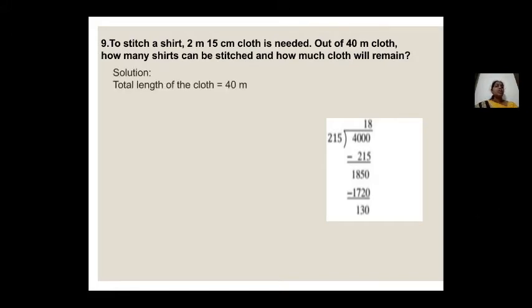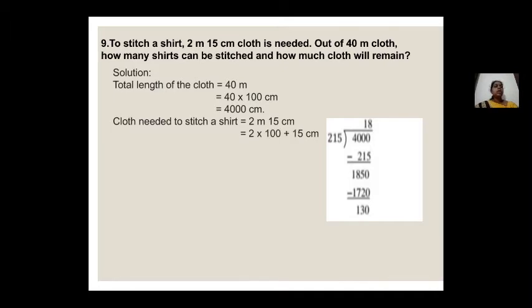The total length of cloth is 40 meter. Here it is in meter, so you have to convert to centimeter. You know that 1 meter is equal to 100 centimeter. So 40 meter, 40 into 100, is equal to 4000 centimeter. The cloth needed to stitch one shirt is 2 meter 15 centimeter, so convert this also to centimeter. 2 multiplied by 100 is 200, plus 15, that is 215 centimeter.